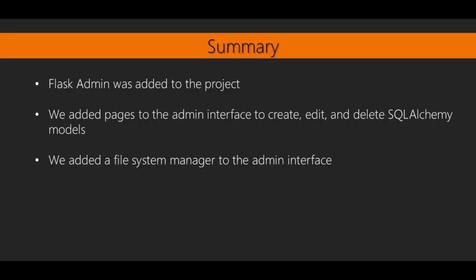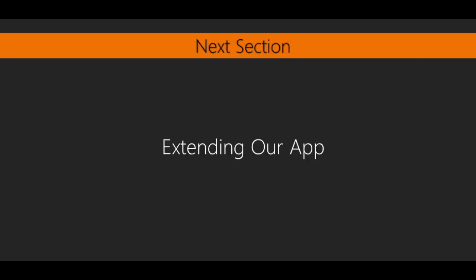Let's review what we have accomplished in this section. We downloaded and set up Flask-Admin, a Flask extension which allows easily constructing admin interfaces. We created pages on our interface, which allowed us to edit, create, and delete all of the models that we created. We also created a page which allows us to view, edit, and upload files, as well as create new directories, all live on the server. We accomplished all of this in very few lines of code. In the next section, we are going to extend Flask's functionality even further by using more Flask extensions.